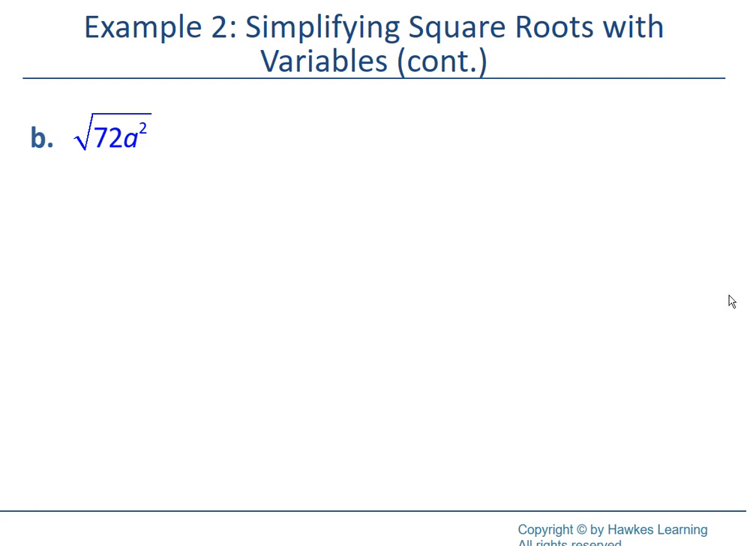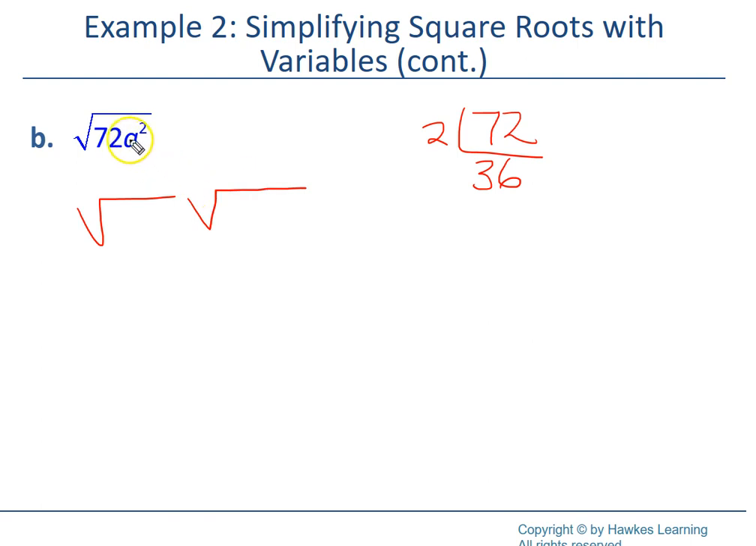Now, for something like this, again, we're looking for the largest square factor of this here. And if we aren't sure, we could always do this. We can divide a 2 into that, and that goes 36. And there, look at that, that's a perfect square.